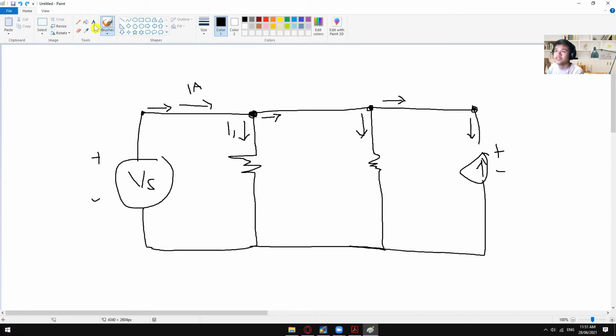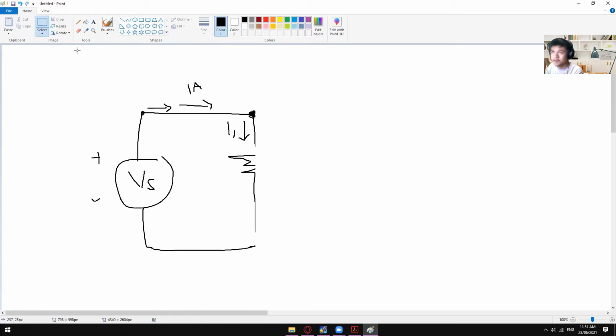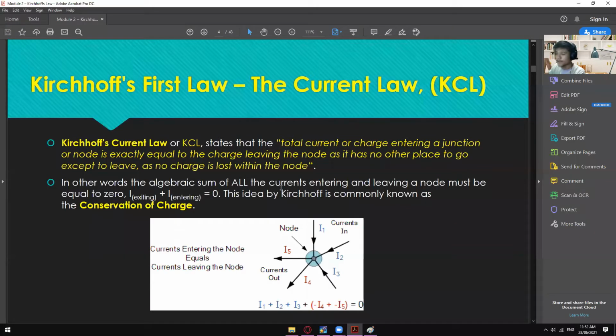However, if this is a series circuit, so let's make this one a series circuit. Okay, there you go. So we just have one loop. Whatever your current is right here, upon passing through this node, it is still 1 amp, because there is no other way that the current will go. So that's the rule when it comes to KCL.